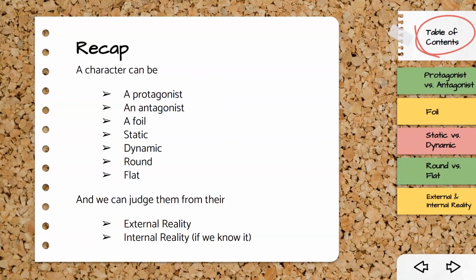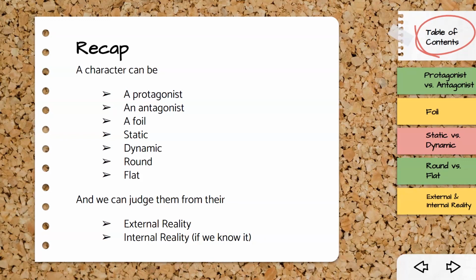And just a recap, a character can be a protagonist, main character, an antagonist, the enemy or the bad guy, a foil, a character with a lot of similarities but a major difference to usually the protagonist, which highlights that difference. Static, meaning they don't change from beginning to end. Dynamic, meaning they do change from beginning to end. Round, meaning complex. Or flat, meaning one-sided and less complex.